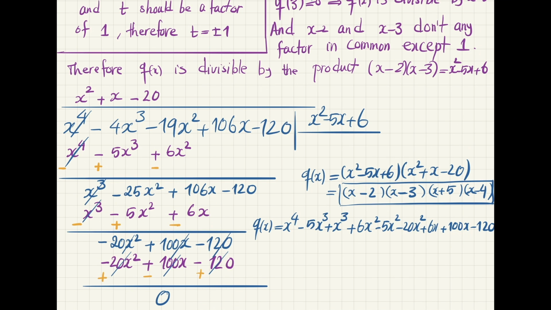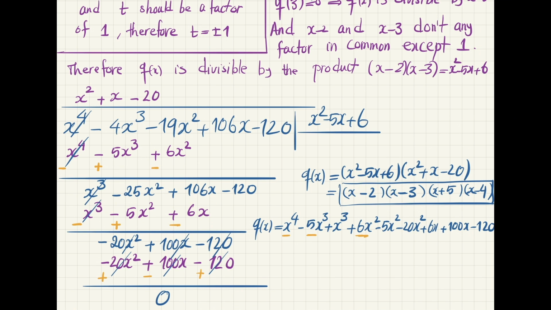And now your goal, if you want to continue using this method, your goal should be to make somehow x squared minus 5x plus 6 appear here. So what can I do? For example, I can take this one and this one. My goal is to factor x squared out, so I will have this one.